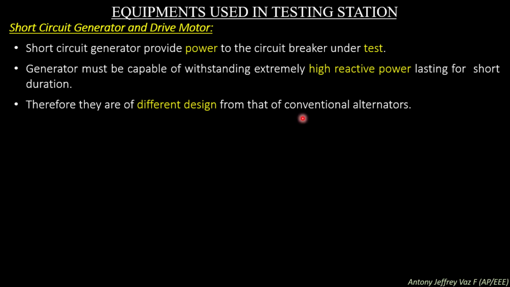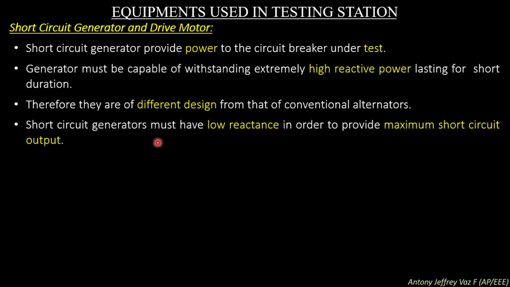So, a short circuit generator has a different design from the conventional alternators which are used to generate power in power plants. Short circuit generators must have low reactance in order to provide maximum short circuit output. So, to provide a maximum output current, that is the short circuit current, these types of short circuit generators have a low reactance. A short circuit generator is a three-phase alternator.